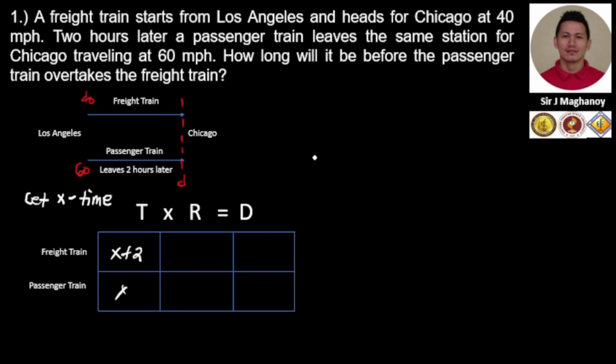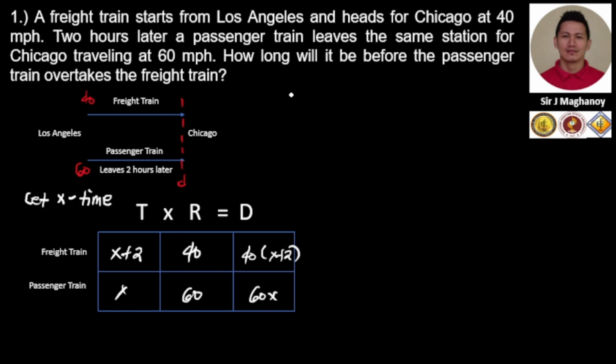Okay, how about our rate? Rate is already given. We have 40 and 60. The passenger train moves faster. Now, applying the formula, we multiply the time and the rate. So we have 40 times the quantity x plus 2, and for the passenger train we have 60x. Since the freight train and passenger train are equal in distance, we can equate the equations of both moving objects.